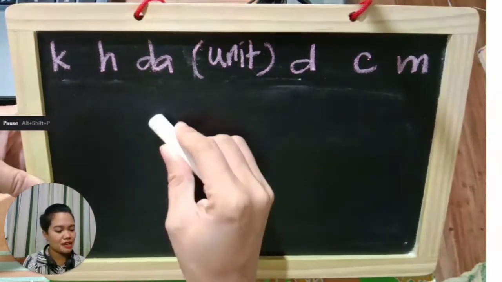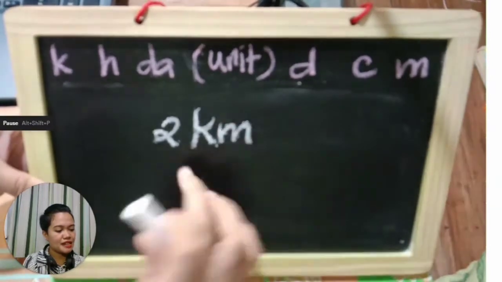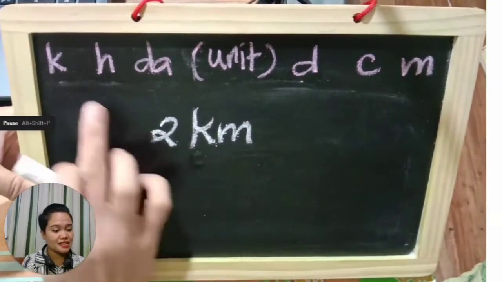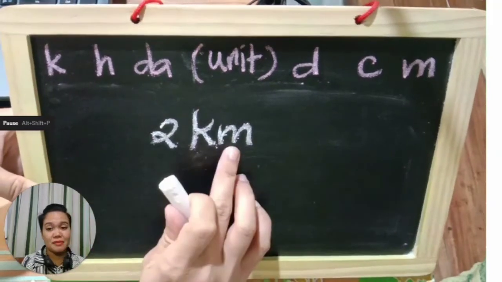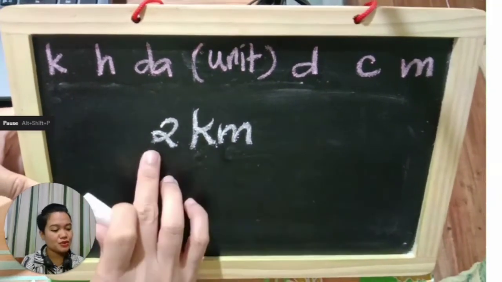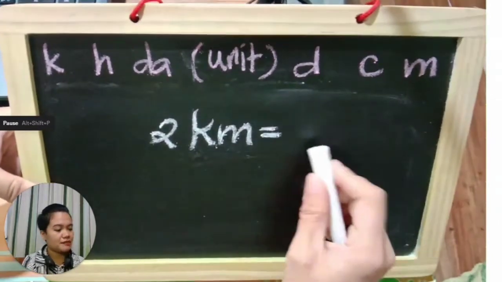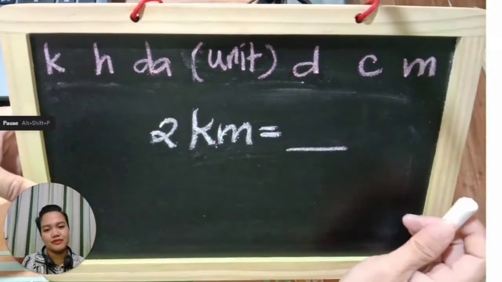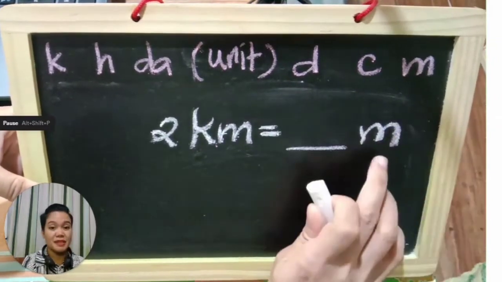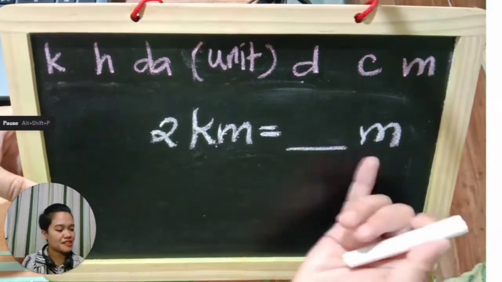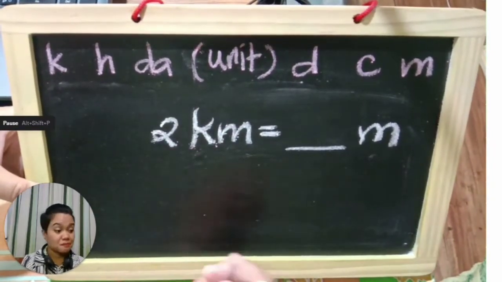For example, you have 2 km. Now, K is the prefix represented by letter K, which means kilo, and M is your base unit, meter. So 2 kilometers. And how long would that be if we're going to convert that into meter? So the base unit. You don't have prefix, that means it's the base unit. How are you going to do this?